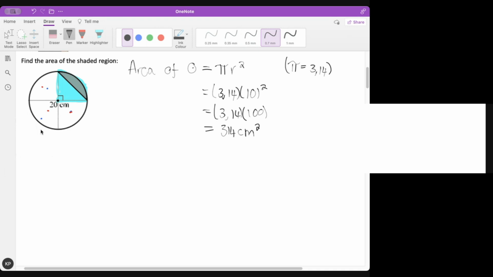Okay, so I'm going to go ahead and say, well, then 314 times a quarter, which gives me how much? I don't have a calculator once again, guys. But what's a quarter of 314? 78,5.